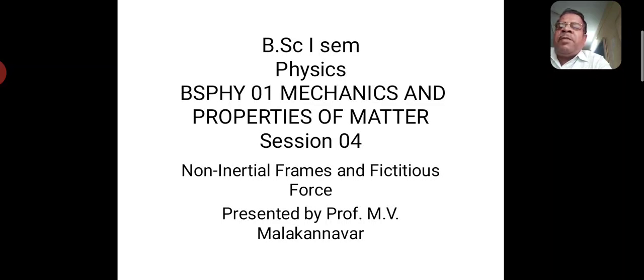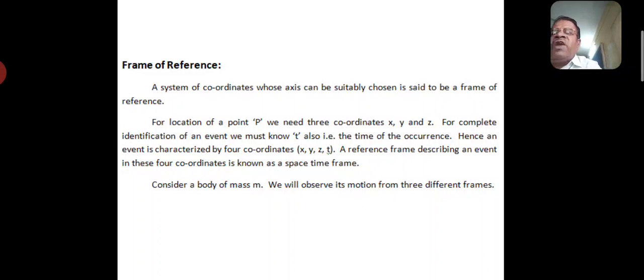The name of the paper is Mechanics and Properties of Matter, Unit 1, Frame of Reference, Session 4: Non-Inertial Frames and Fictitious Forces. Now, first we have to discuss the frame of reference.